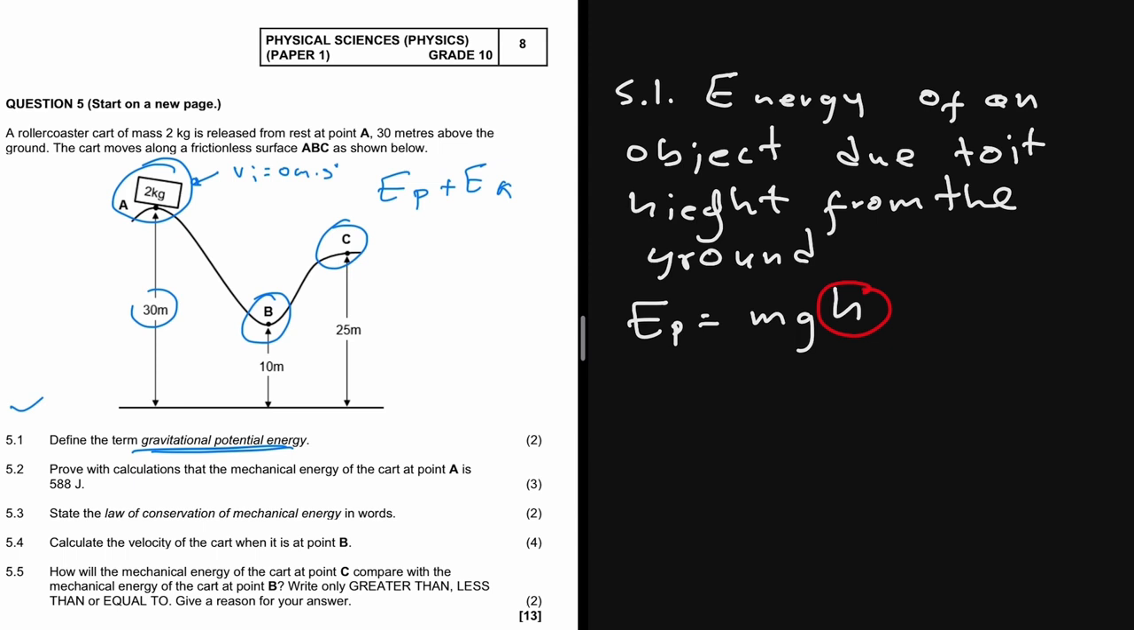We always have mass, we always have gravitational acceleration. As soon as we put something up, it has potential energy, because if you release it, it will automatically go down. And the gravitational potential energy is just the energy an object has because of its height.